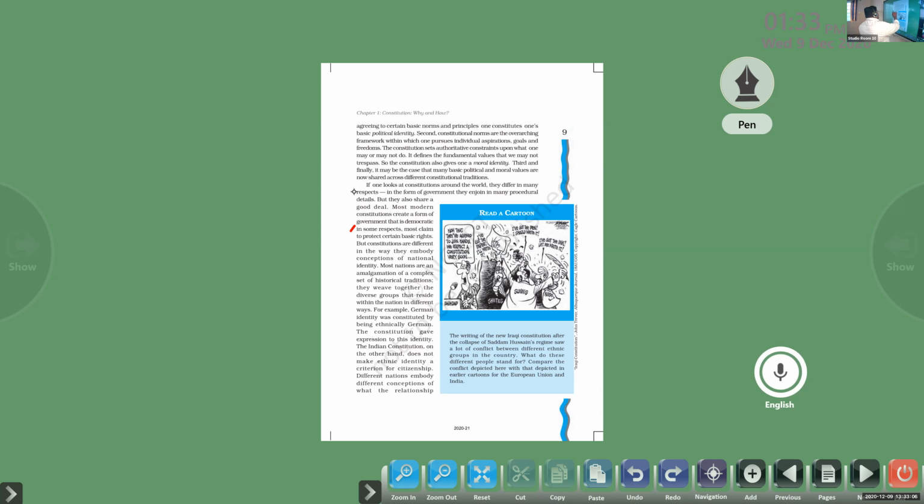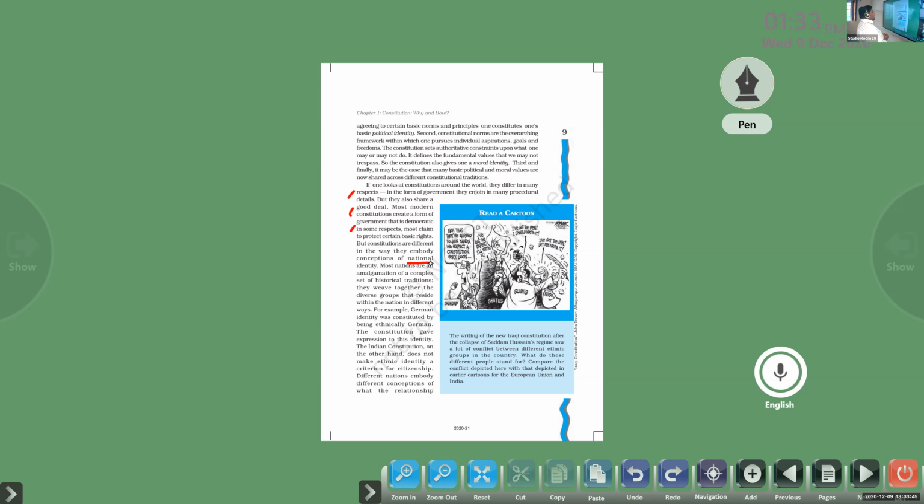So today we are able to see a number of countries following constitutions. They have their own constitution, and almost all these modern constitutions support democratic governments. Most claim to protect certain basic rights of the people. But constitutions are different in the way they embed conceptions of national identity, the concept of national identity.